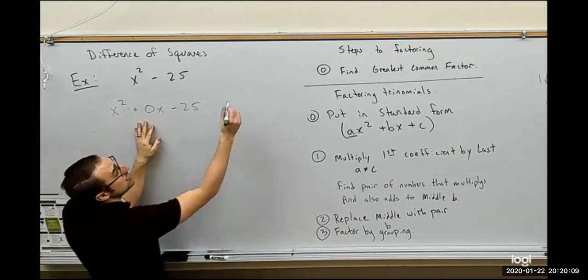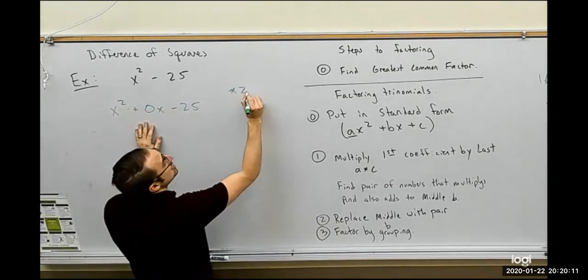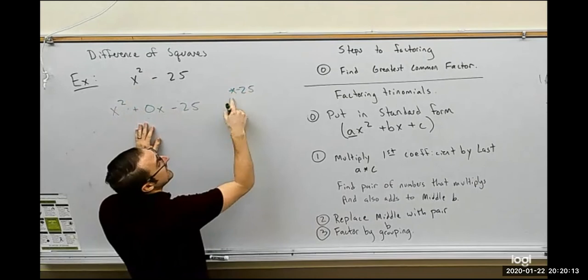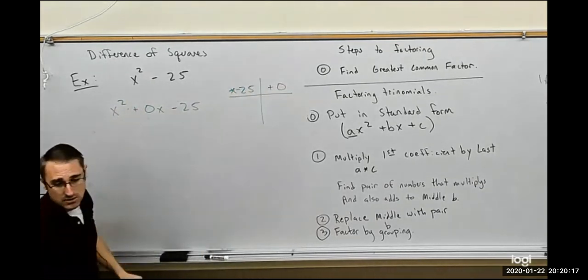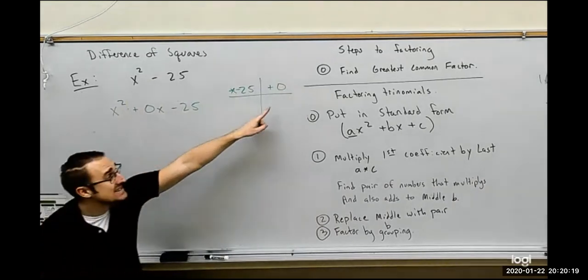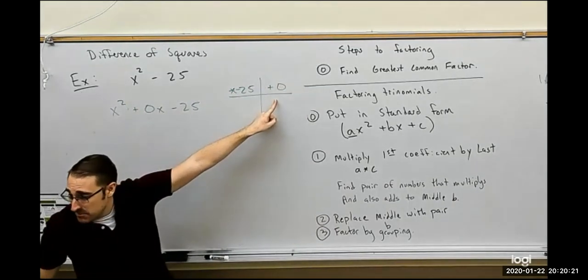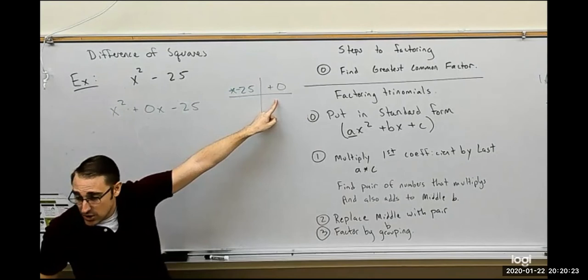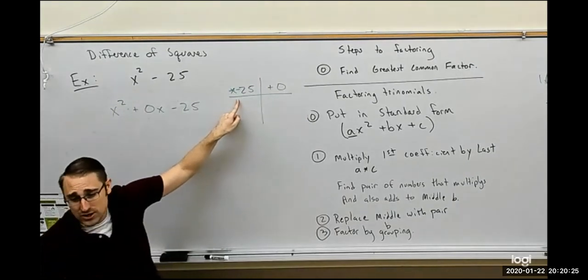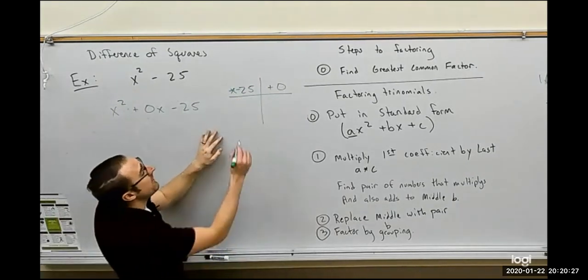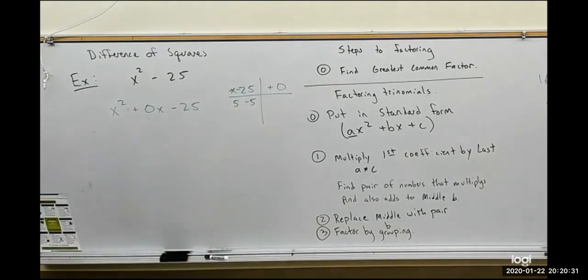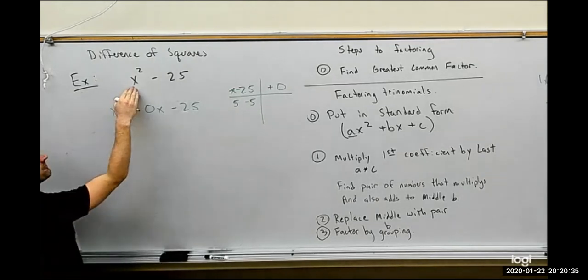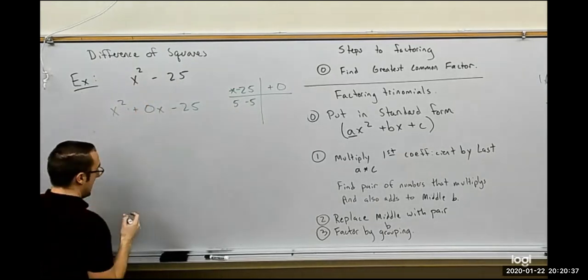So we need two numbers that multiply to negative 25 and add to 0. If you're adding to 0, you've got to be the same number, right? So we call that the square root. What's the square root of 25? 5. So it's got to be 5 and negative 5 because they have to add up to 0. Okay? It's a special case. You take the square root of the first term, the square root of the second term, and it always comes out.